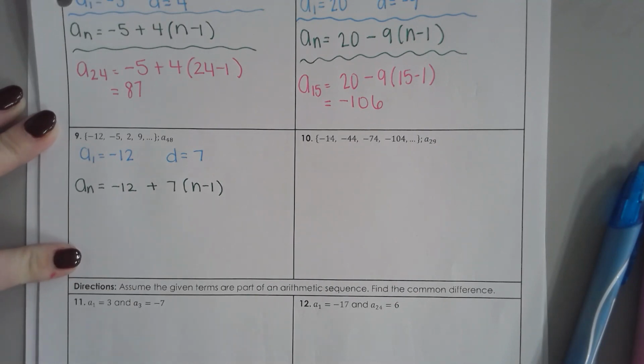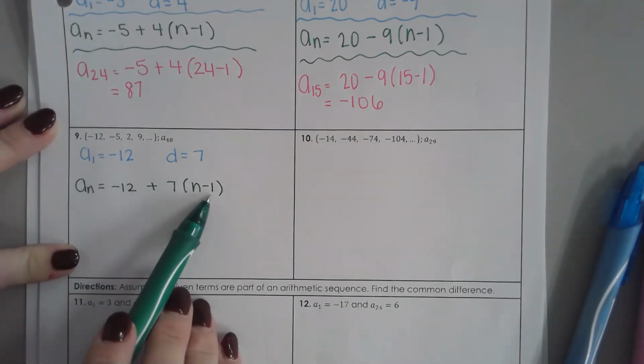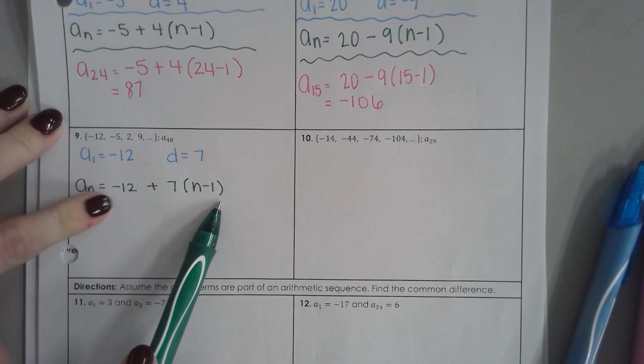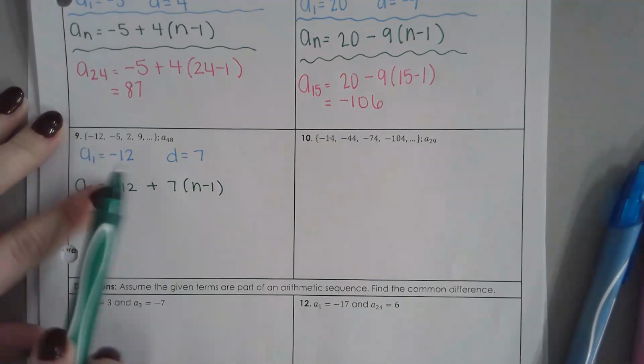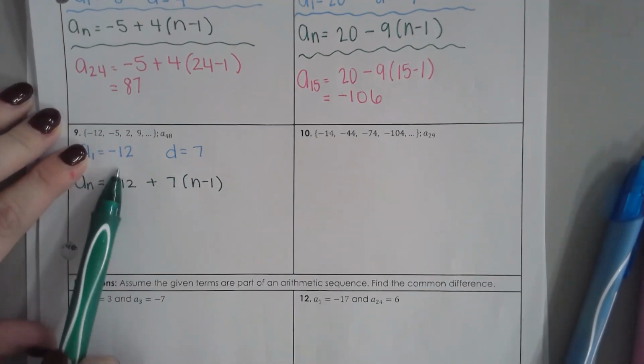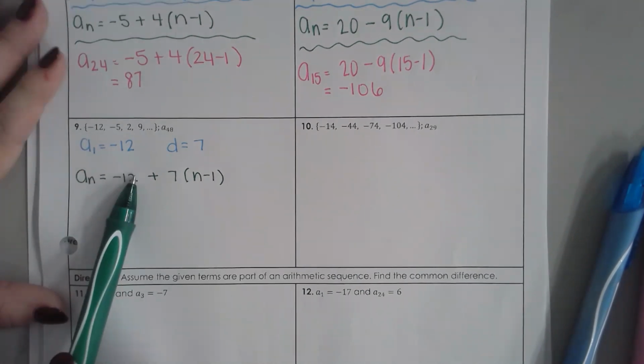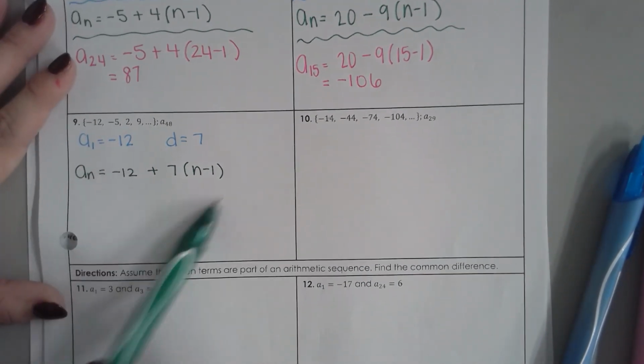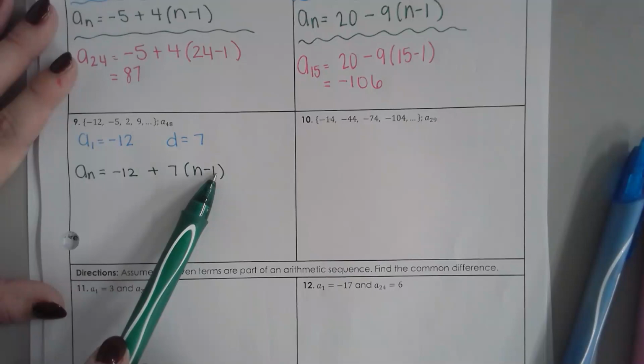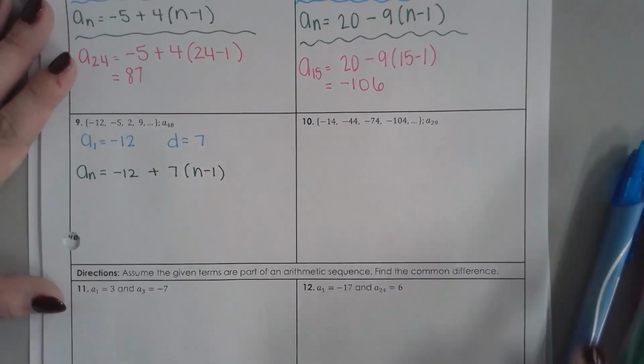Yes? Where does the 1 come from? That's just part of the formula. Well, we use a 1 here because we used A1. So we use our first term. We'll actually talk about that a little bit later. But the n minus 1 is always there.